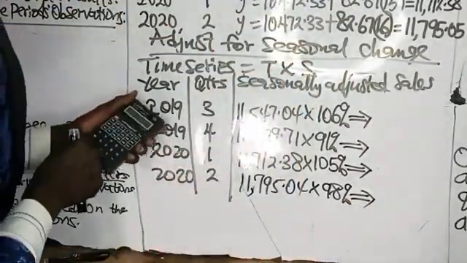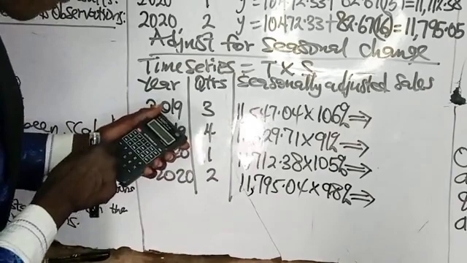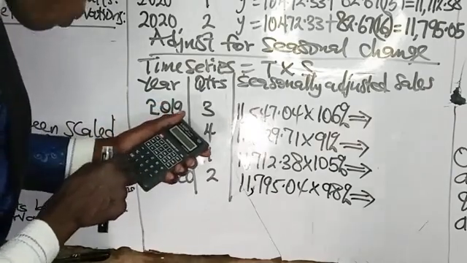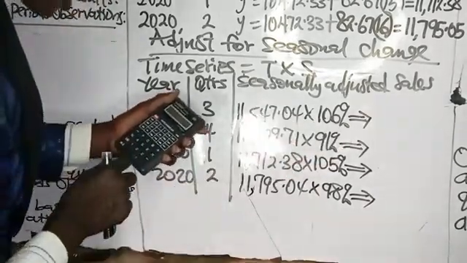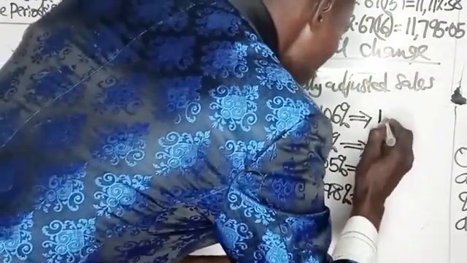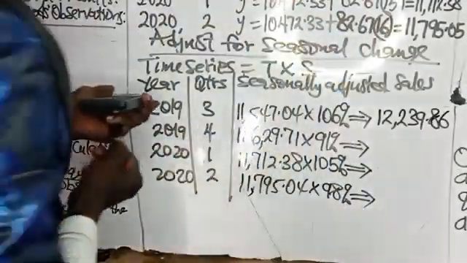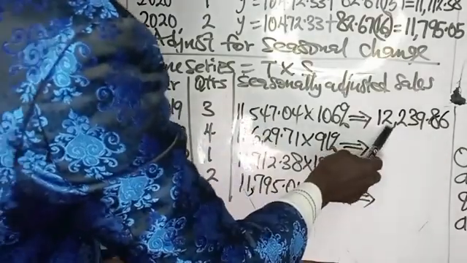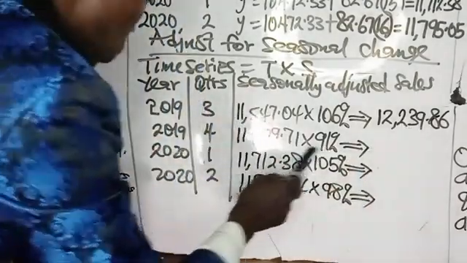So 11,547.04 times 1.06. That's 106 divided by 100. That gives us 12,239.86. If you want to take it to the nearest whole number, it will be 12,240.